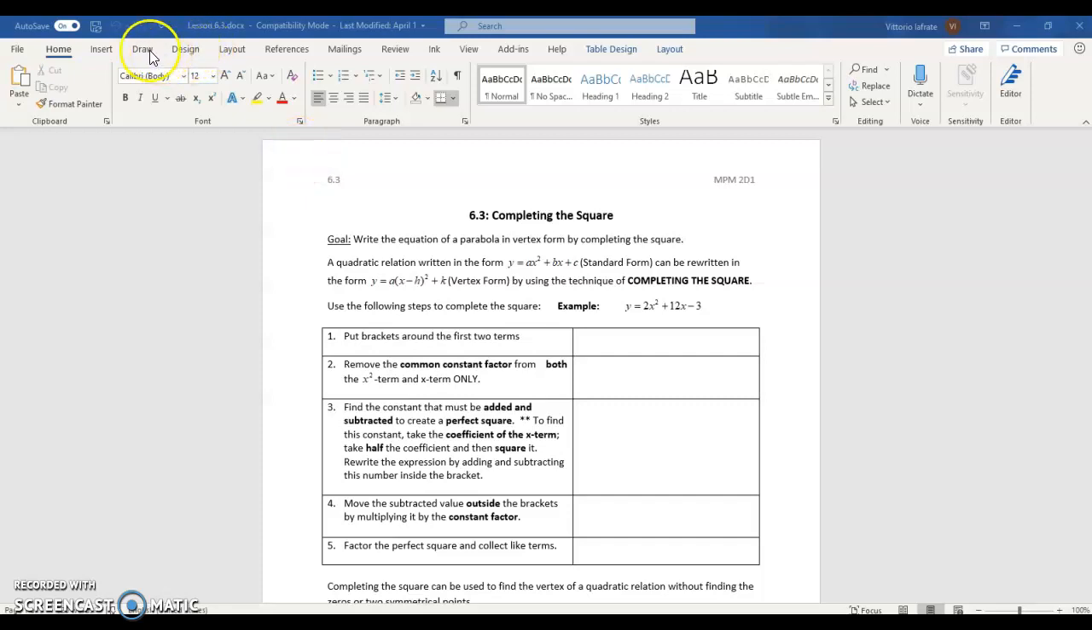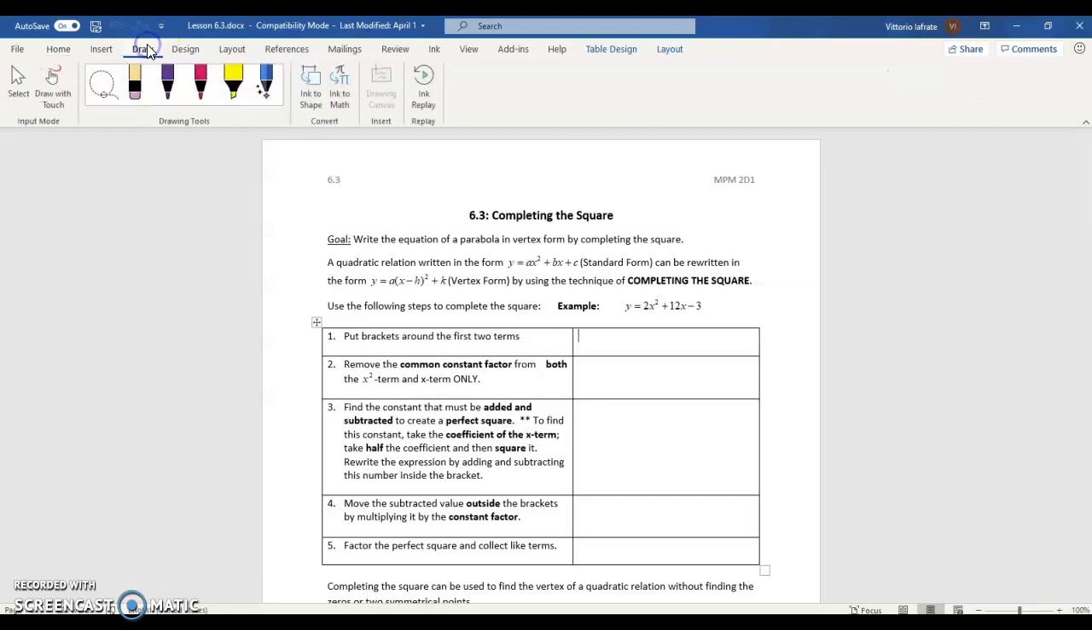This is lesson 6.3, completing the square. So our goal in this lesson is to learn how to write a parabola equation in its vertex form. We've actually already done this, but now we're going to use a different technique called completing the square.